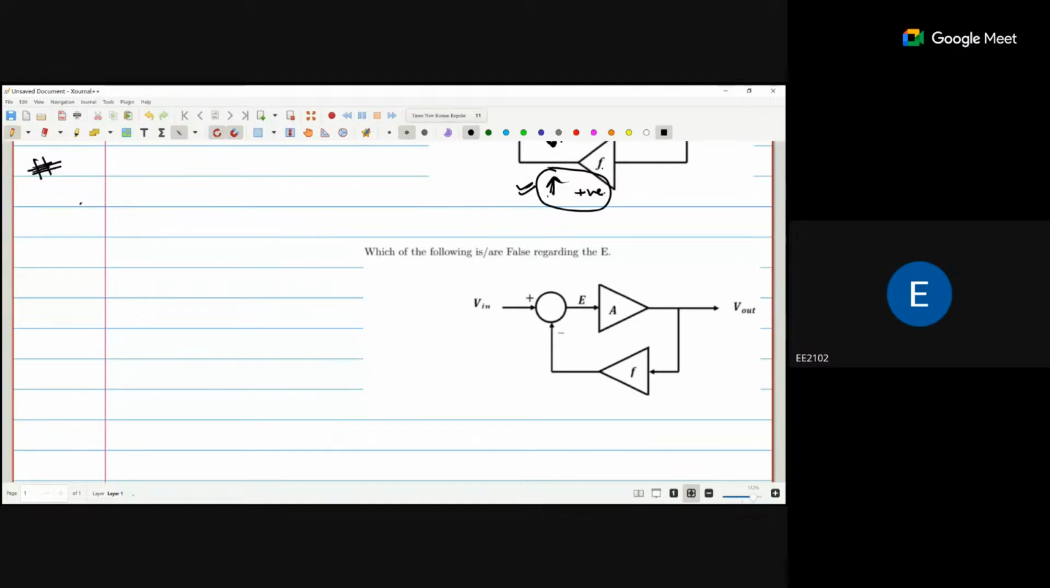Now if you see in this diagram, two types of relation are there. One is direct: E multiplied by A, that is V out, that we are getting directly. And the second relation is that if I multiply this V out with F, so F times V out, this signal will be subtracted from V in. So V in minus F times V out, that is E. This is the second.